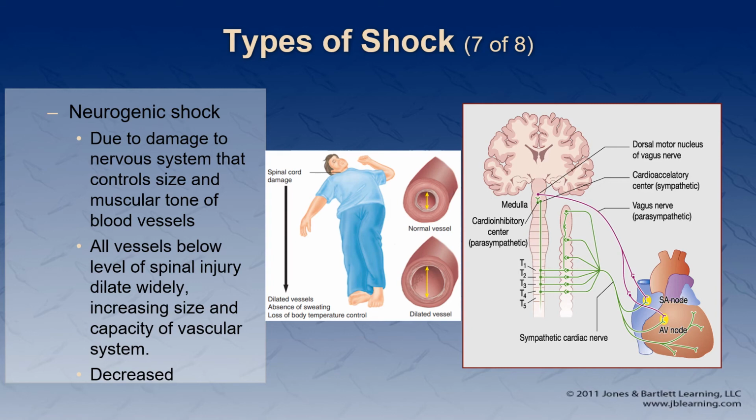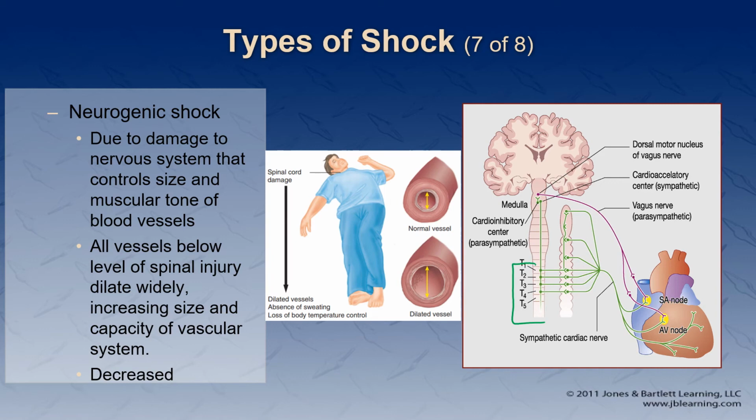So you end up with a distributive shock below the level of the injury. And if the injury is high enough, right, so this is our brain up here, and this is the spinal cord right here. Your heart is innervated by the sympathetic nervous system with nerves that branch out from T1 through T5. So if you have an injury at or above one of these, the first 5 thoracic vertebrae, your body loses the ability to regulate cardiac function.